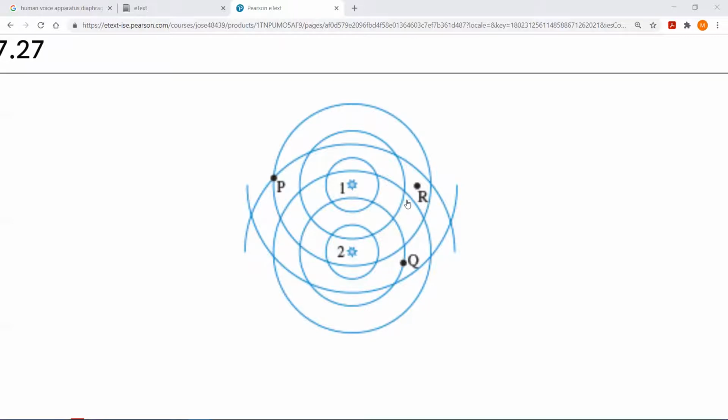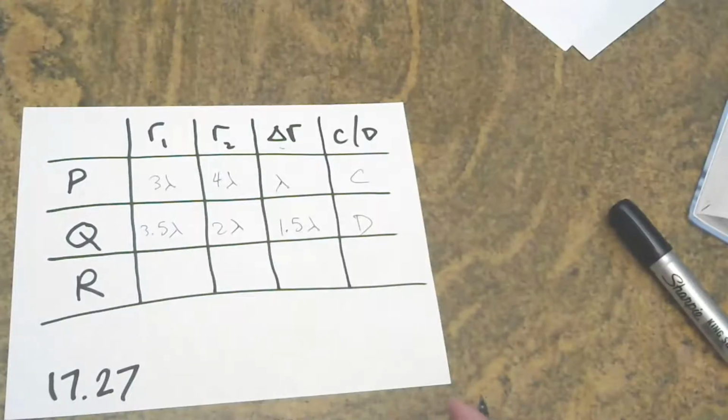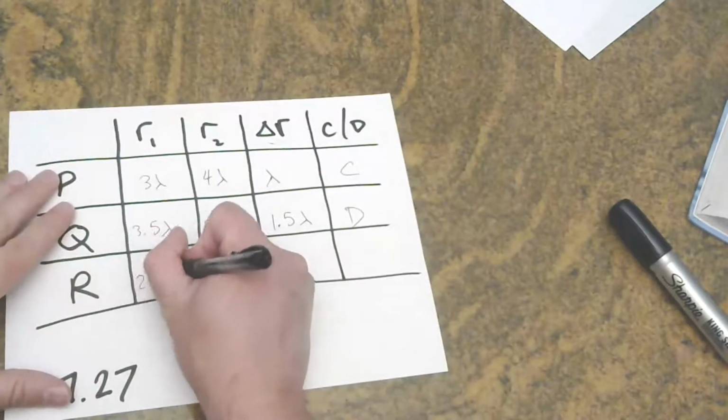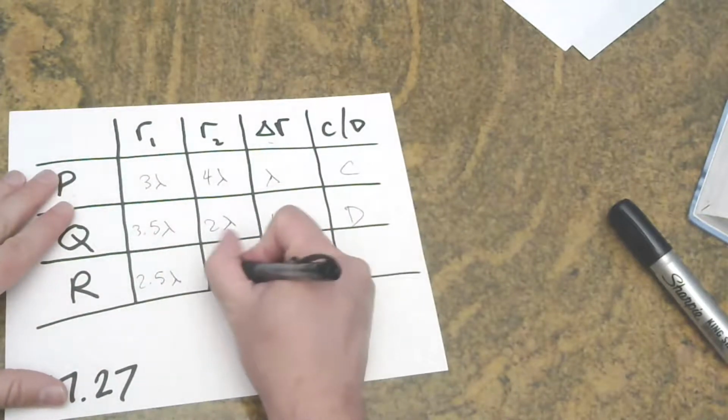Okay, last one, R. Let's do this one quickly. R is 2.5 wavelengths from source 1, and it's 3.5 wavelengths from source 2. Did I say that right? Oh, I've already forgotten it. Is it 2.5 and 3.5? I'm going to trust my memory.